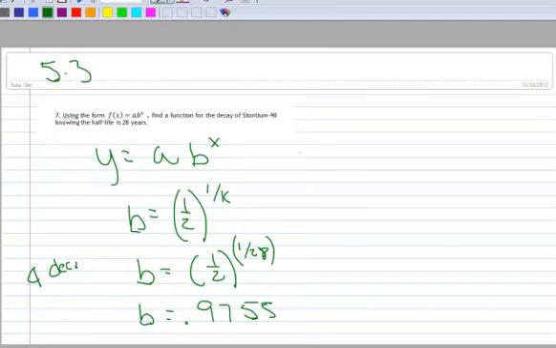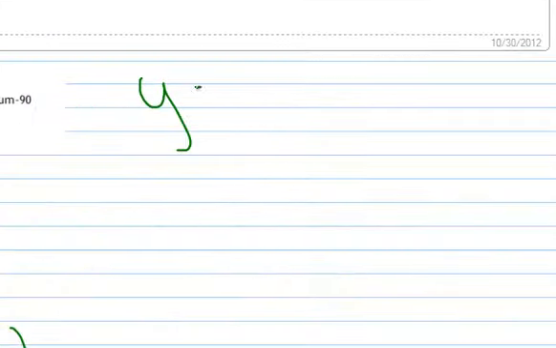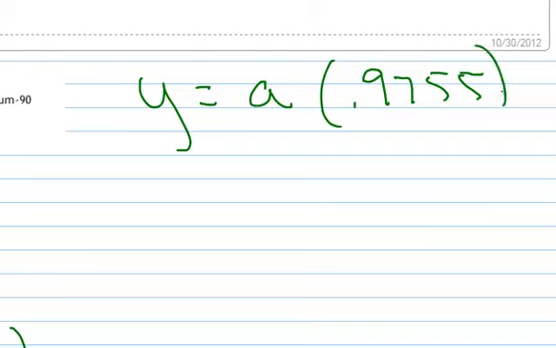Okay, so now I have a function y equals a times 0.9755 to the x, and I think that's maybe easier to use than half-life. Okay, so there's part 7, and then part 8 on your handout says use this new function to find how much strontium 90 is left after 50 years.